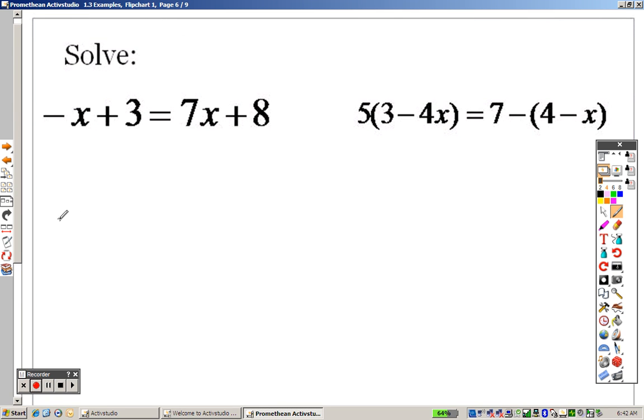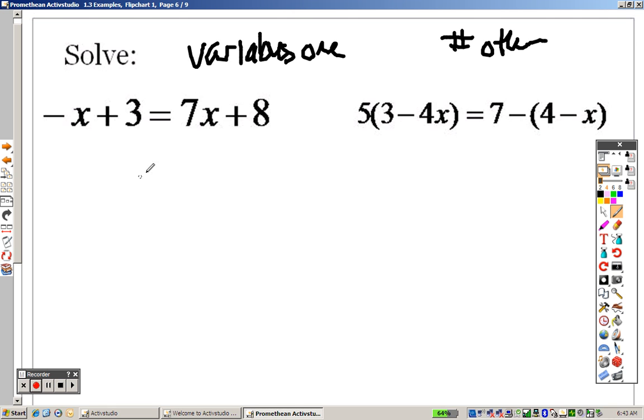Alright, so continuing here with solving equations. Now we are on variables on both sides. Whenever you have variables on both sides, you want to get all of the variables onto one side and all the numbers on the other. Doesn't matter. There's many ways to do this.